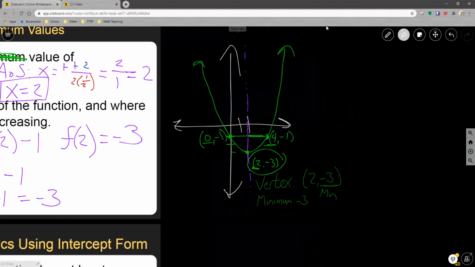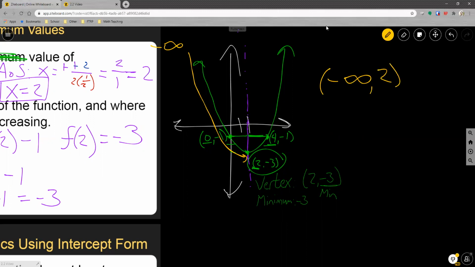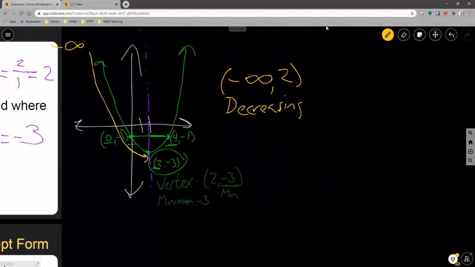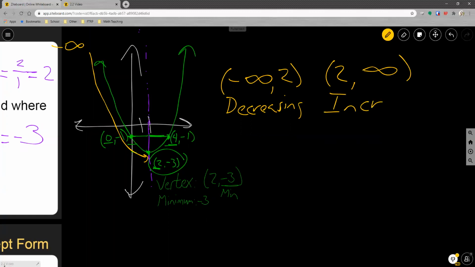I'm going to erase some of the stuff that's going on just to clear things up. So I am decreasing as my x value comes from the left, way out here at negative infinity. As my x value goes from negative infinity to positive 2, I am decreasing. After I hit positive 2 and continuing on forever as I go towards positive infinity, my graph is increasing.